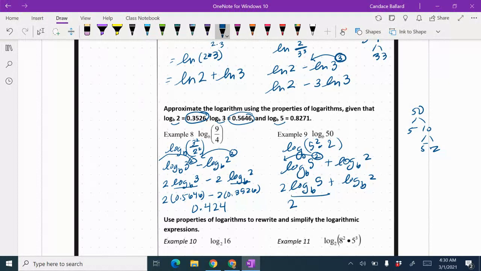We've got to replace the log base b of 5, and it looks like we replace it with 0.8271. And then log base b of 2 is 0.3526. And again, I probably used my calculator, and I got the calculation 0.0068 was what we got, so that would round to 0.007.